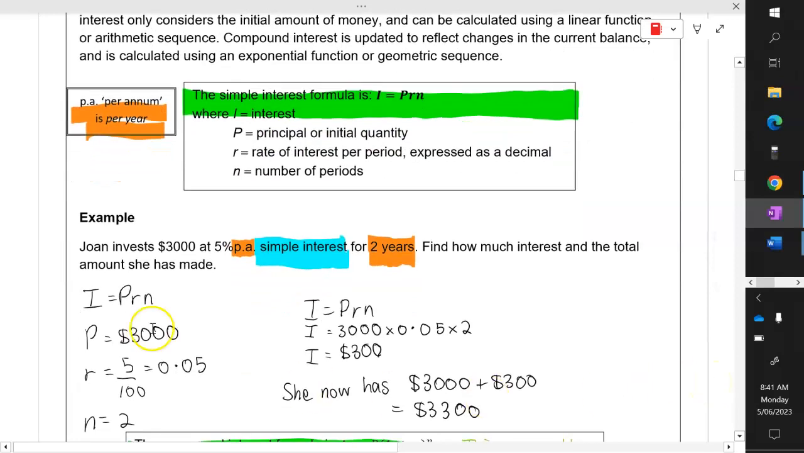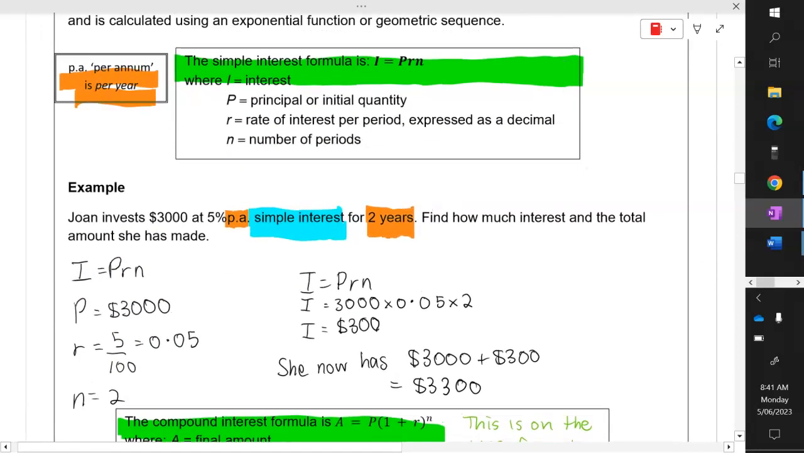So let's look at this. Joan invests $3,000 at 5% per annum simple interest. So it needs to tell us the kind of interest in the question, and that's for 2 years. Find how much interest and the total amount she's made. So whenever you see simple interest, you need to pop that formula down. It's not on your HSC formula sheet, so you need to know that.